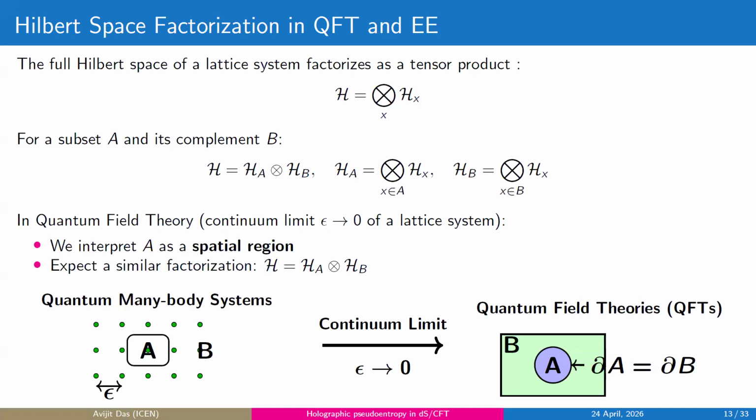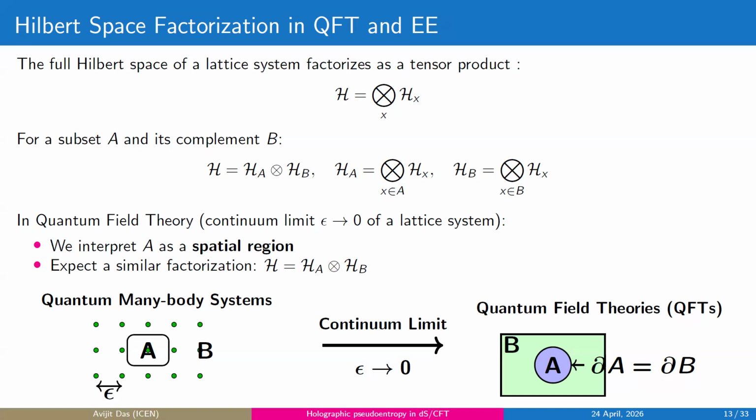So by this construction, you can define the Hilbert space for A and B, and then after that, you can take the epsilon going to 0 limit. The spacing between these two points is epsilon, and you can take it to 0, so that it will become a continuum. So from quantum many-body, it will become a quantum field theory. So that's what I'm saying.